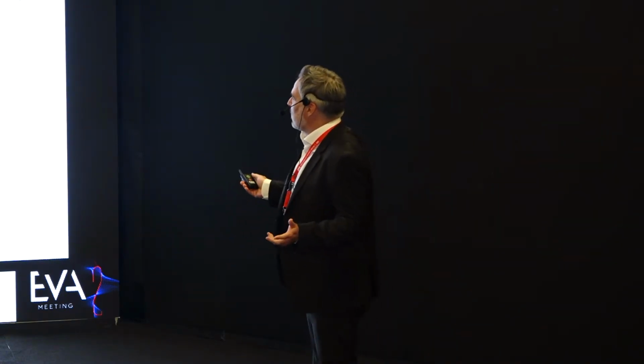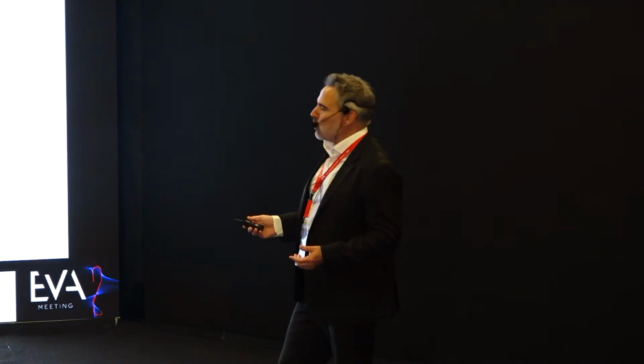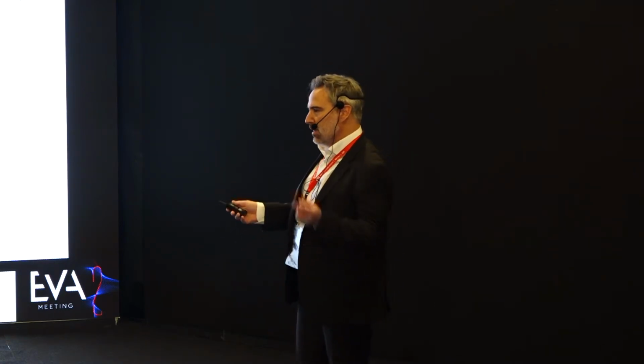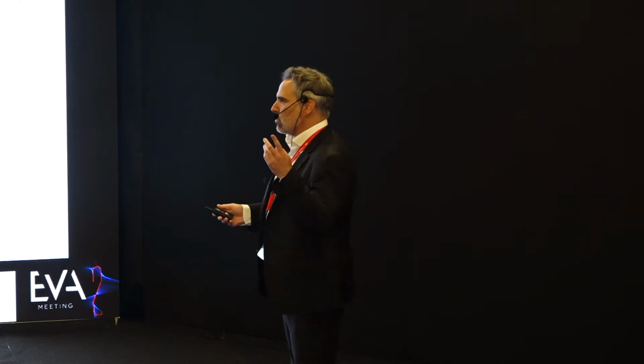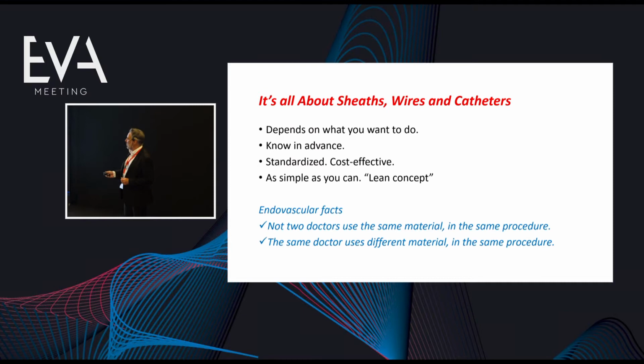It's all about sheaths, wires, and catheters. Okay, it depends on what you want to do. If you want to use a score balloon, that's the thing you have to think first. So then I have to choose a 6F sheath. So that's the first thing.